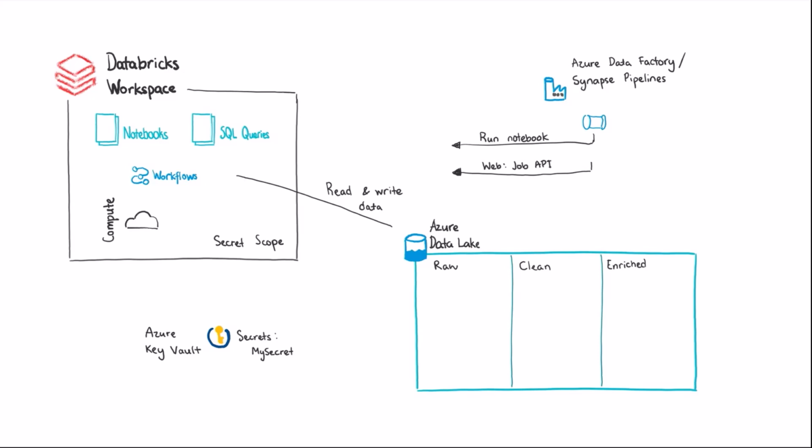But another approach that you could use is that there is actually an API for the jobs. Within the workflows, you have the job category. So there is an API that you can use to trigger those jobs that are defined there.